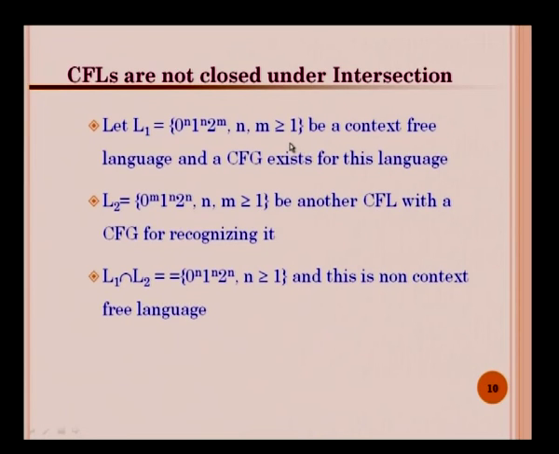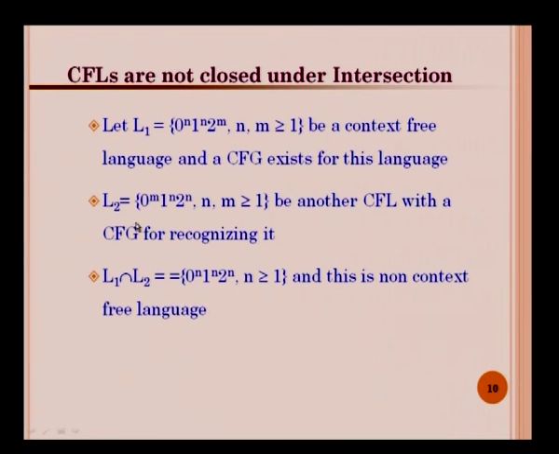So let us take two different languages. The first one is L1 equals 0 power n, 1 power n, 2 power m, where n and m are greater than or equal to 1. It is a context free language. You can understand what this pattern conveys. It is 0 power n followed by 1 power n followed by 2 power m. That is, the number of zeros and number of ones are the same, whereas the number of 2s is not necessarily related to zeros and ones. That is the first language.